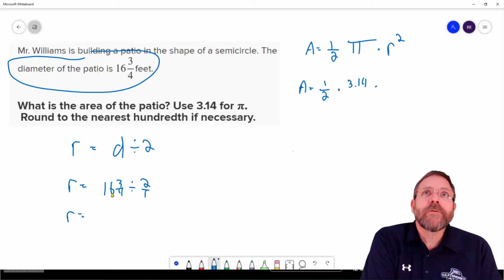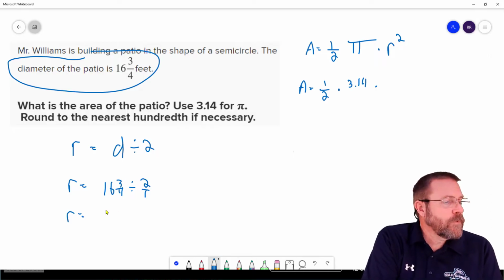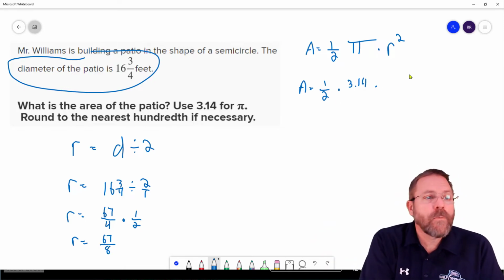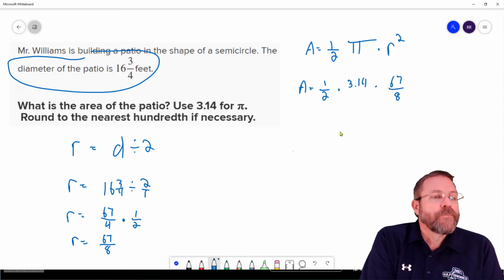That's going to end up giving me 64, plus 3. That's going to give me 67 over 4. And I'm going to change the division to multiplication, and I'm going to take the reciprocal of the second number. Now I have radius is equal to 67 over 8. And we're just going to leave it like that when we plug it in right here, 67 over 8.